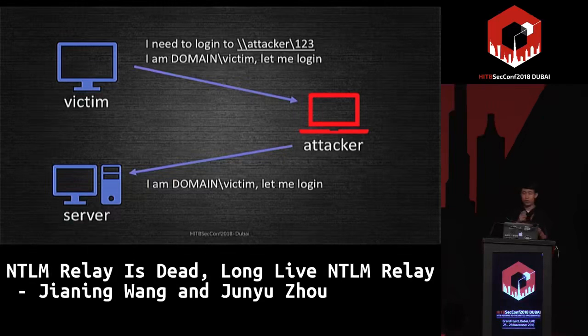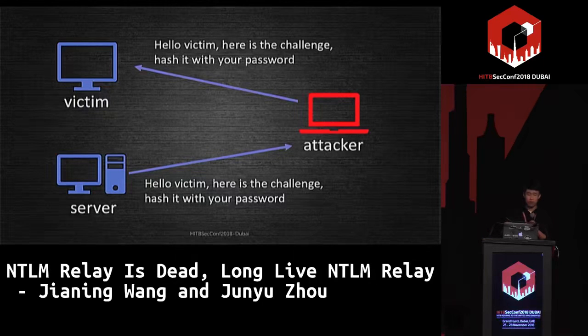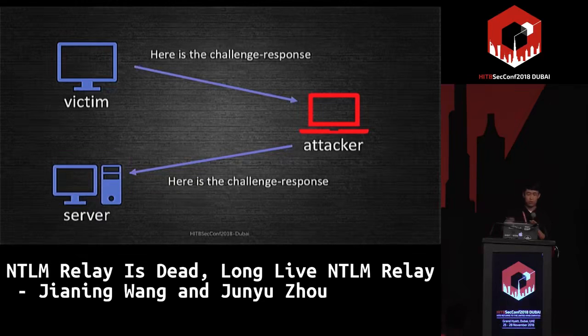First, the victim will send the type 1 message for negotiation to the attacker. After the attacker receives the type 1 message, it just forwards it to the server. The server responds with a challenge to the attacker, and the attacker just relays the challenge to the victim. The victim calculates the challenge response and sends it to the attacker. The attacker just forwards this challenge response to the server.